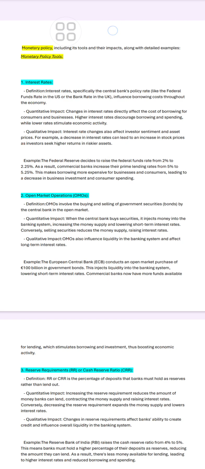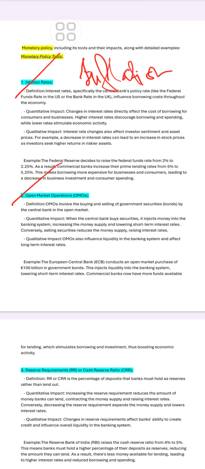Now we come to the open market operation, the next step, buying and selling of government securities. It depends on the controlling of inflation. If inflation is there and one wants to control it, one will act accordingly. When the central bank buys securities, it injects money into the banking system, increasing the money supply and lowering short term interest rates. If we sell securities, it will reduce the money supply and raise the interest rate. Open market operation also influences liquidity in the banking system, which affects the long term interest rate.